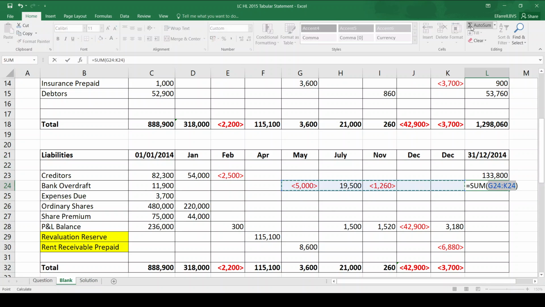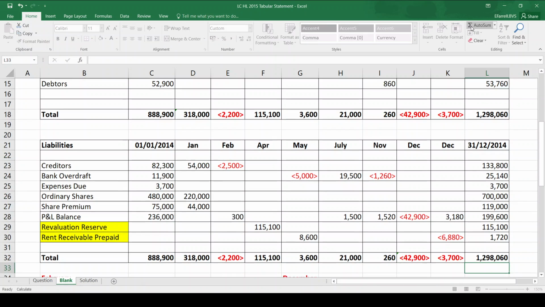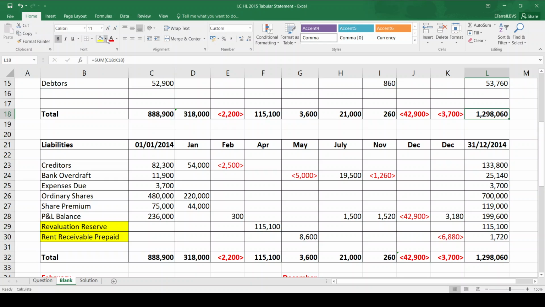I'm now going to total all my liabilities across. Creditors are 133,800. My bank overdraft comes to 25,140. Expenses due are 3,700. Ordinary shares, 700,000. Share premium, 119,000. Profit and loss balance, 199,600. Revaluation reserve, 115,100. And rent receivable prepaid, 1,720. And again, if I get my total for the year, comes to 1,298,060. And I now can see that as these figures are the same, the tabular statement is balanced.